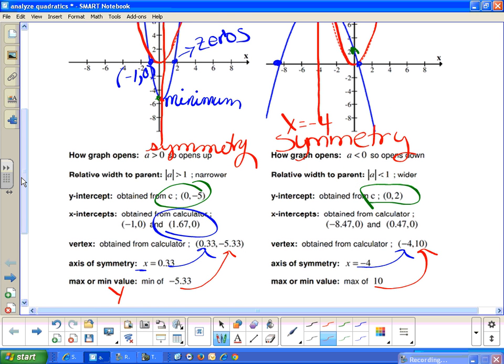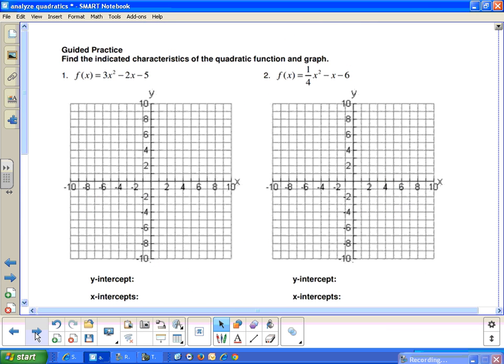So on the back, we're going to look at some examples, and I'm going to use the calculator and plot some points, and I want you to follow along carefully.